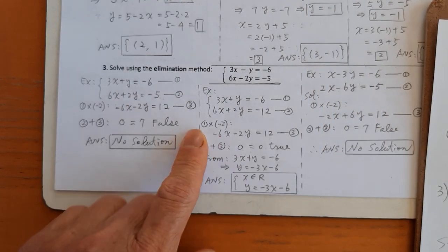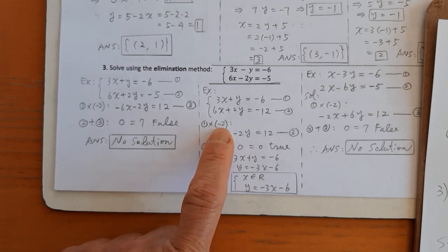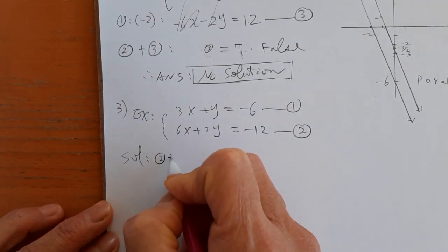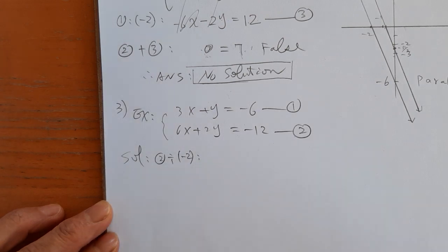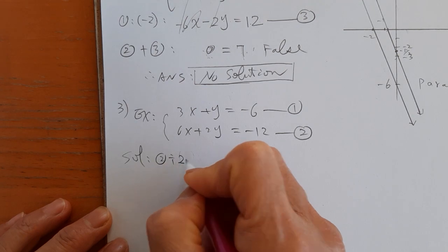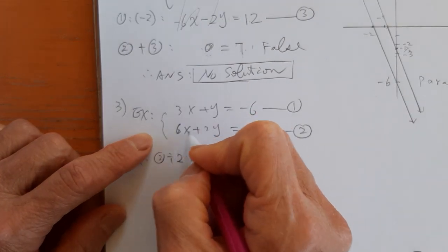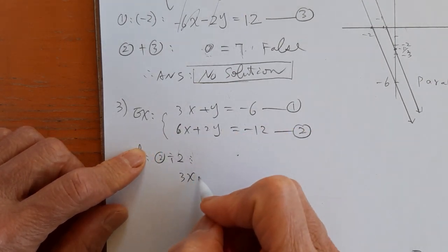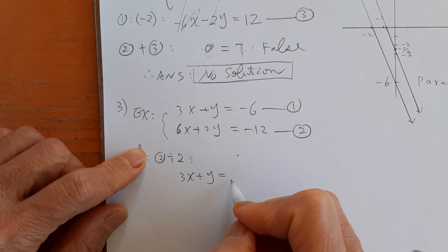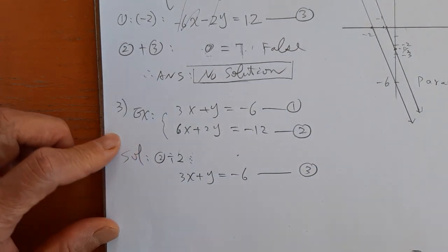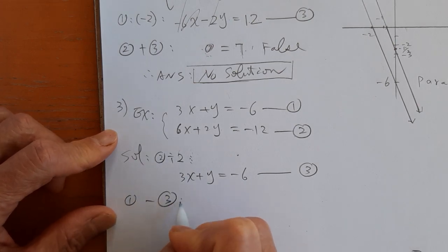Now I'm going to do another way to solve. My paper says first equation times negative 2, right? Here I'm going to do another way: the second equation divided by 2. There are many ways. 6x divided by 2 gets 3x, 2y divided by 2 is y, negative 12 divided by 2 is negative 6. That's called the third equation.